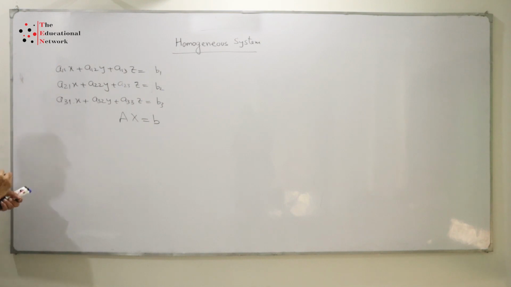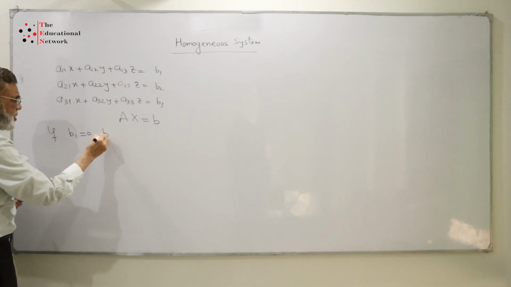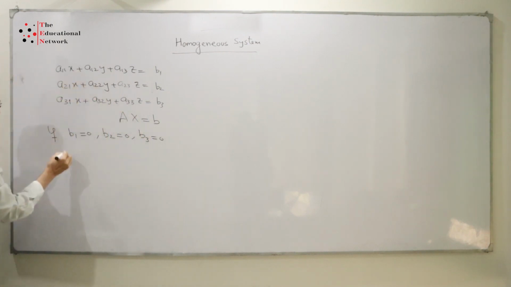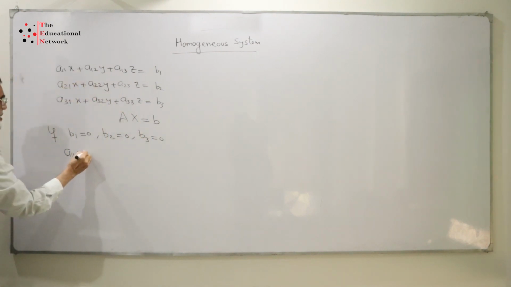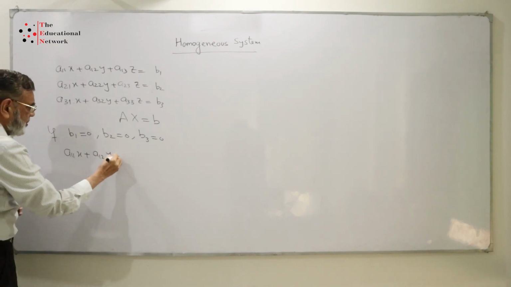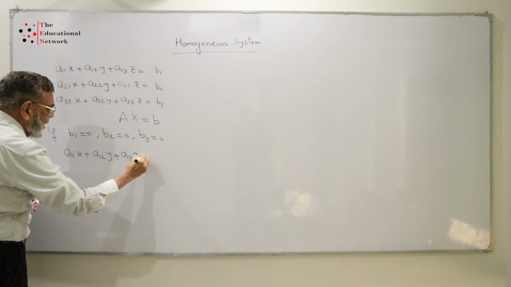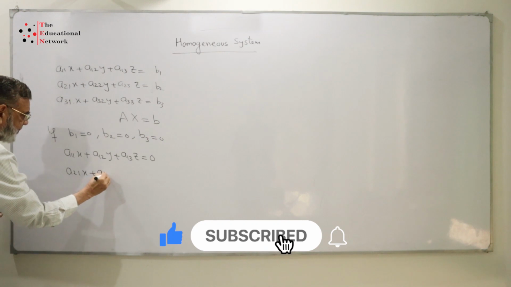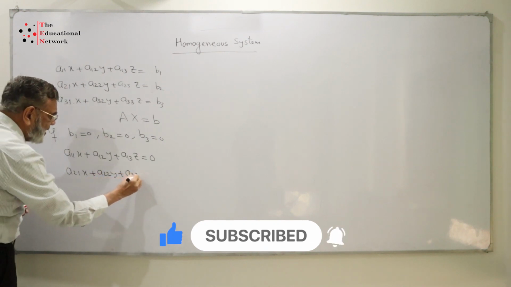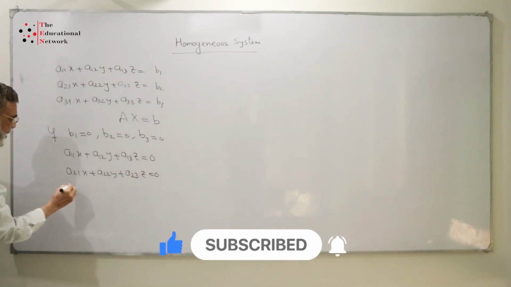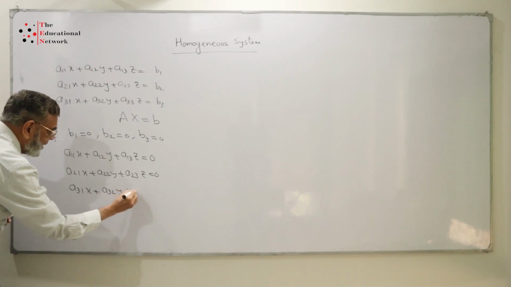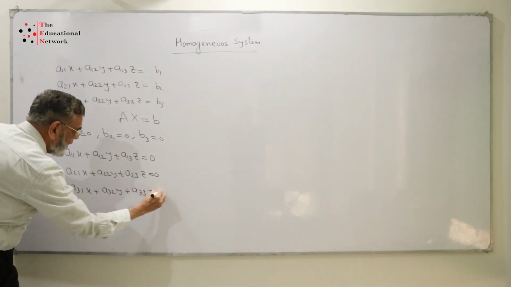What we do is, we say if the value of b1 is equal to 0, the value of b2 is equal to 0, and the value of b3 is equal to 0, we can write this system again. a11x plus a12y plus a13z equal to 0. Then a21x plus a22y plus a23z equal to 0. And a31x plus a32y plus a33z equal to 0.